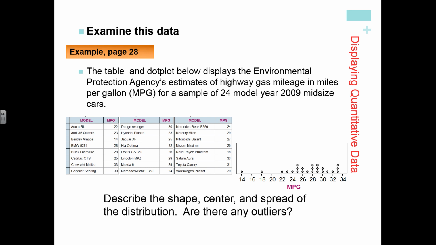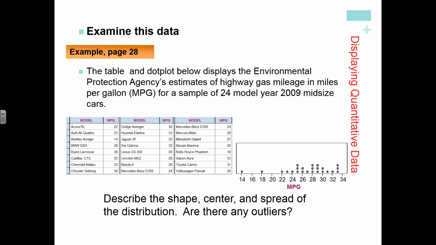So for shape, I would say something like, in the dot plot, we can see that there are clusters of values. We see clusters around cars that get 25 miles per gallon. We see clusters around cars that get 28 to 30 miles per gallon. And we see clusters around cars that get 33 miles per gallon. We can also look at the gaps that we see. So we see gaps between the Acura RL, which is 22 miles per gallon, the Rolls-Royce Phantom, which is 18 miles per gallon, and then the Bentley, which is 14 miles per gallon.